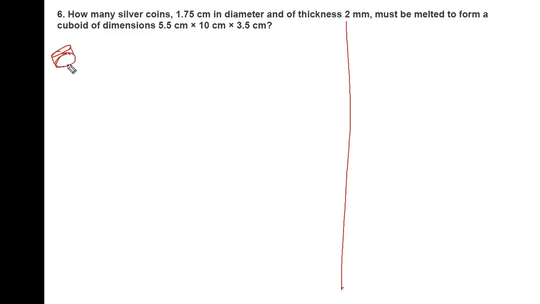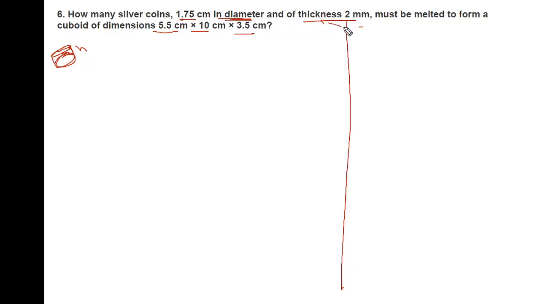Okay, so these silver coins must have a radius. Here we have been given the diameter, so we can find the radius, and it is a thickness, so the thickness will be the height. Now you can say the silver coin is in the shape of a cylinder. Now these are to be melted to form a cuboid whose length, breadth and height are given. So we have to find the number of silver coins. Okay, so we assume the number of silver coins as n, and n into volume of the silver coin will be equal to volume of the cuboid.